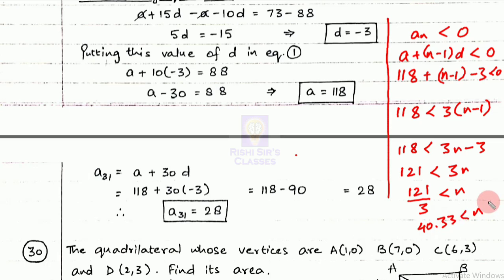And we know that n can never be in decimal format. So what is our first whole number that is more than 40.33? That is 41. That is why 41 is the first term which is the negative term. Okay.